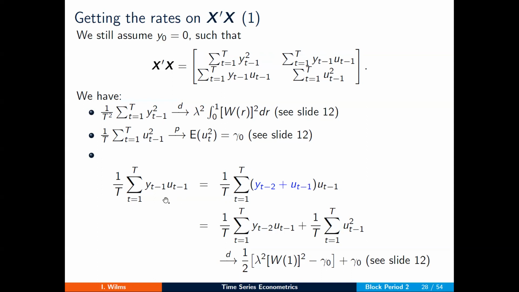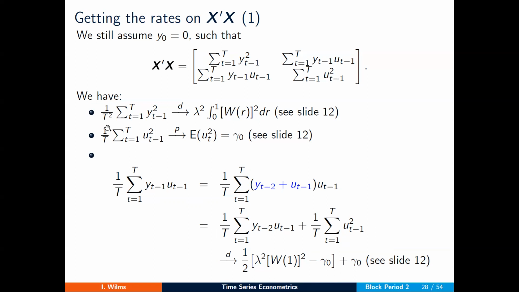Let's verify the scaling. So let's plug in the DGP for y_{t-1}, which is nothing more than y_{t-2} plus our error term. And then I expand the terms, and we are left with this expression, which is the cross product of y and u, which are separated 1 point in time, and another sum of the squared u's. Now, we verified this limiting distribution also a couple of slides back already, as you can verify. I put it here immediately on the slide.